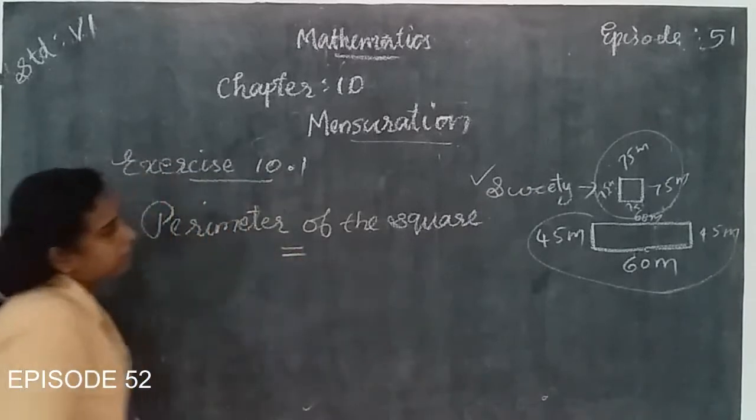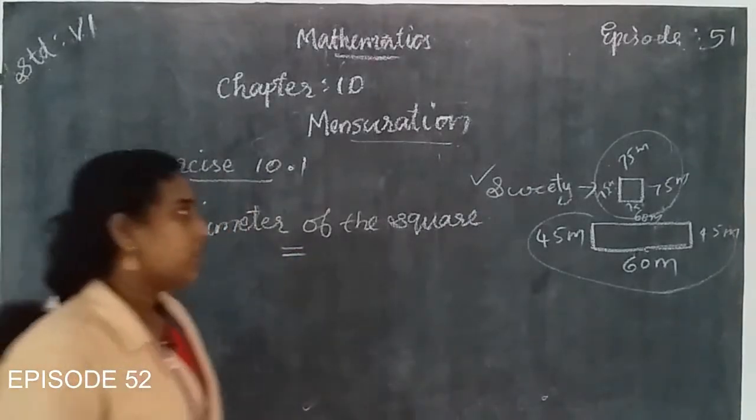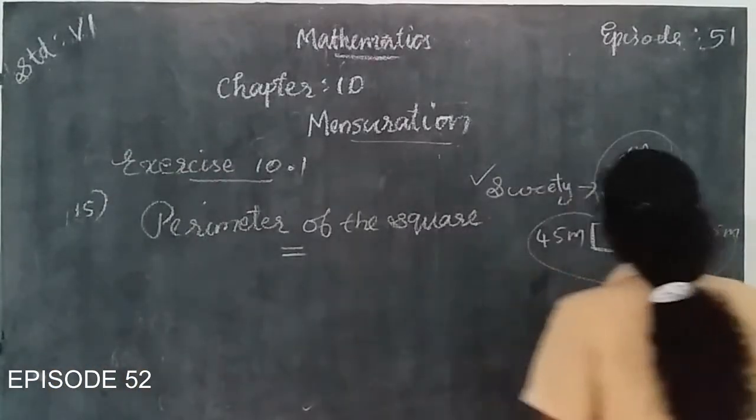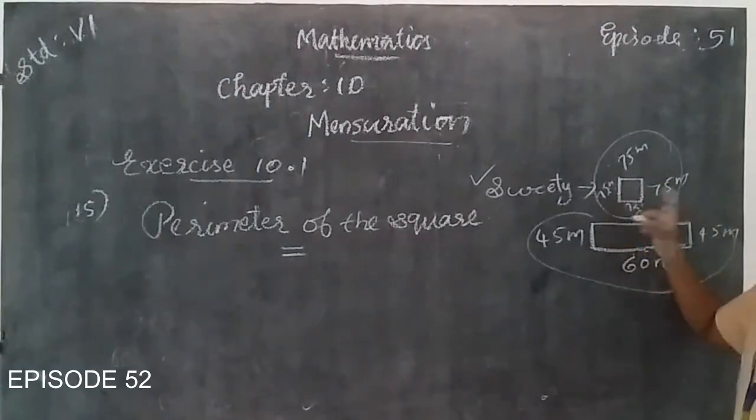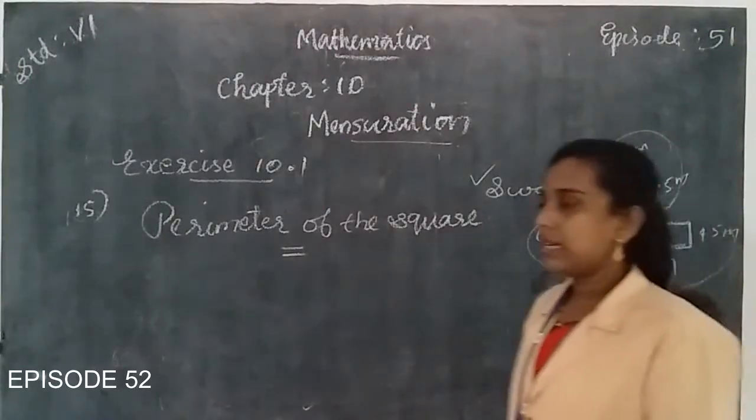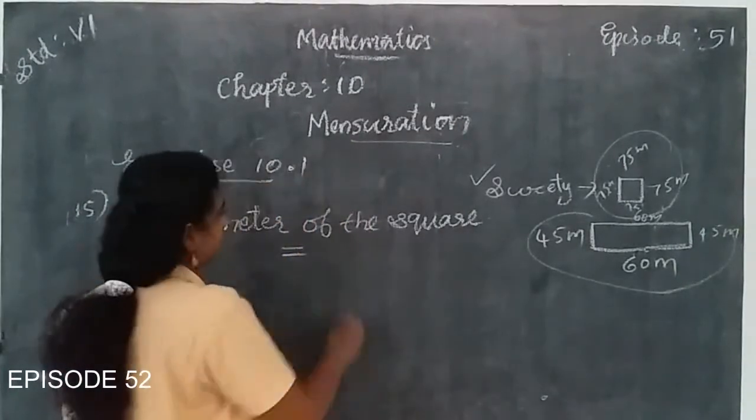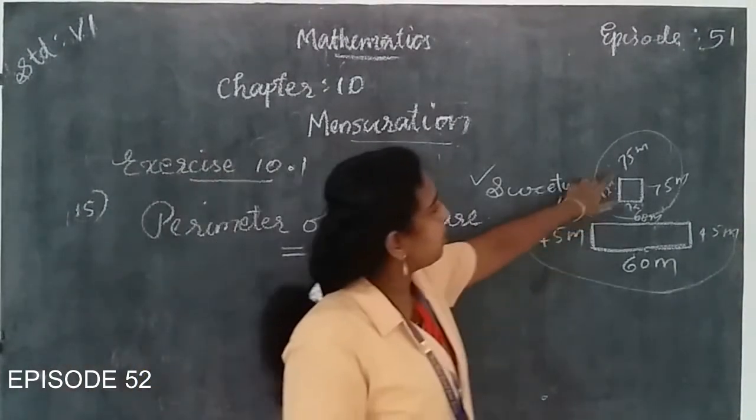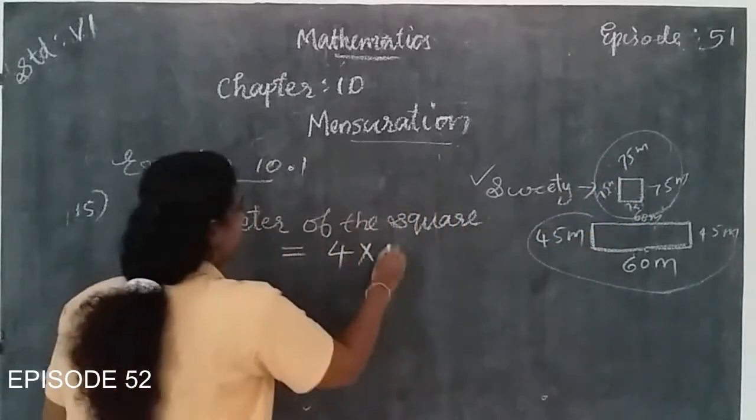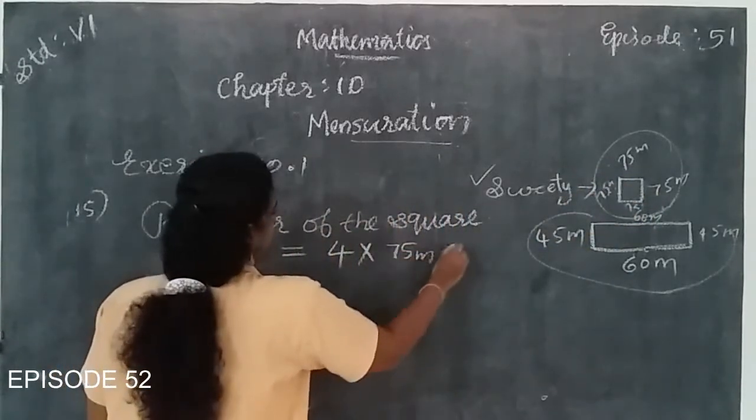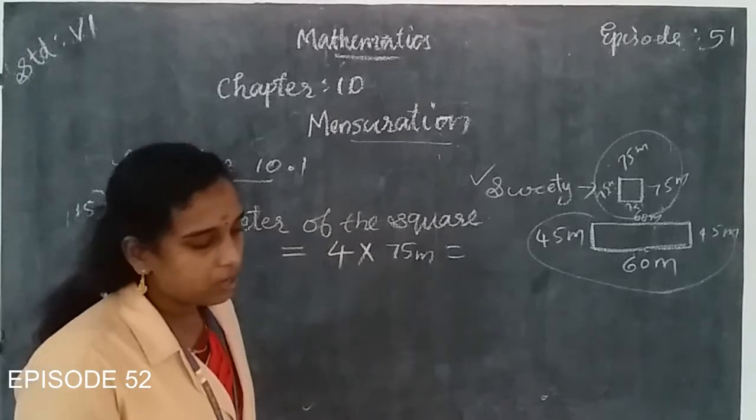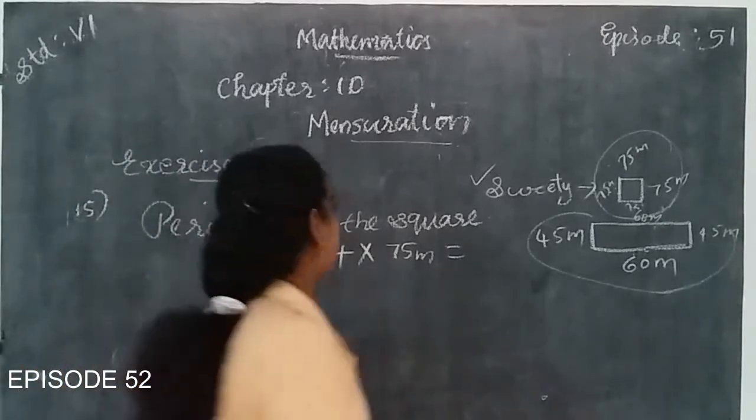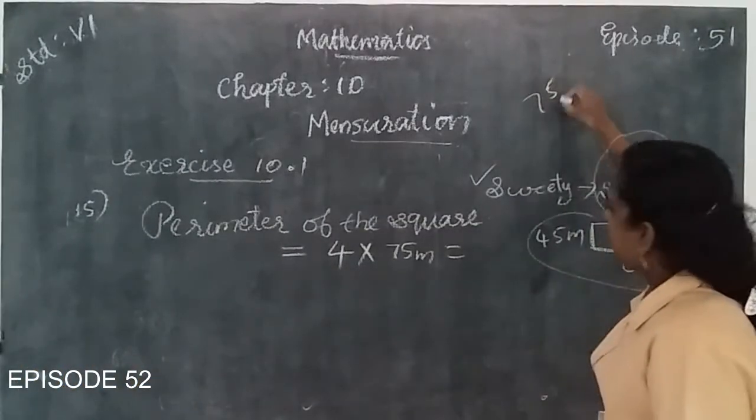How to find the perimeter of a square? The perimeter of a regular shape, the equation will be 4 into side, number of sides into length of one side. A square has 4 sides, so 4 into the length of one side, which measures 75 meters. So 4 into 75 meter. When you multiply 75 into 4, you get 300.